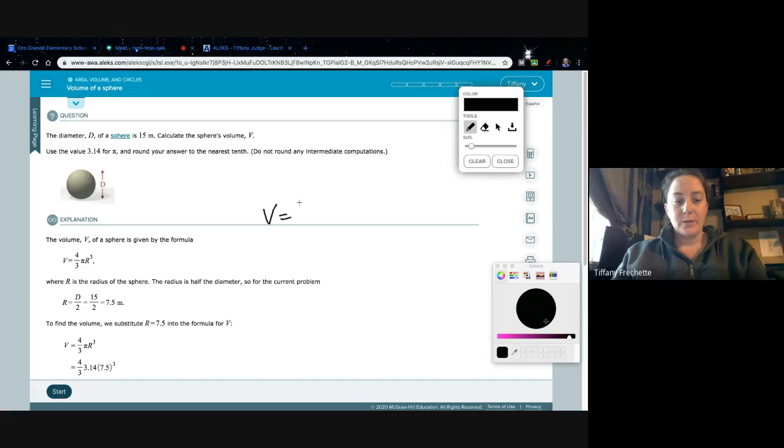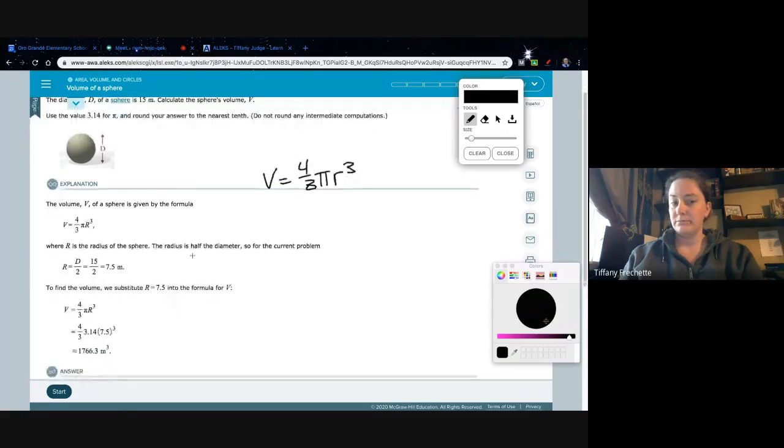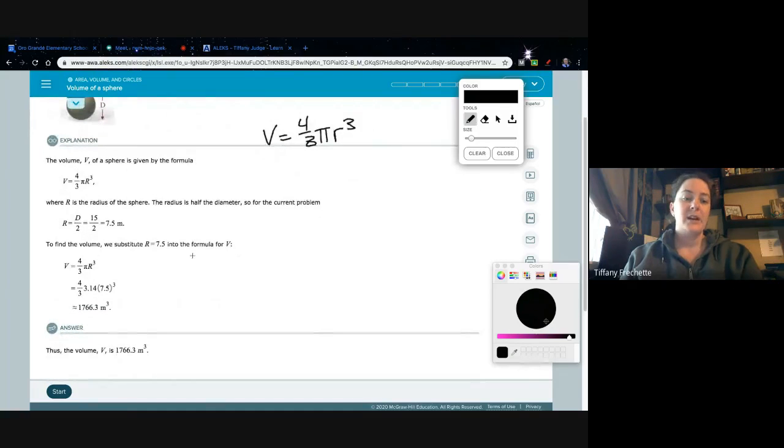So volume equals 4/3 pi times r cubed. And for whatever reason, not quite sure why, but they made R a capital R. That's kind of an interesting way to do that.